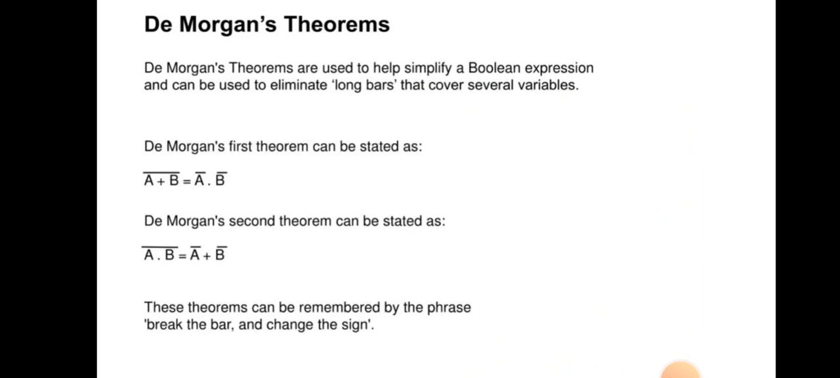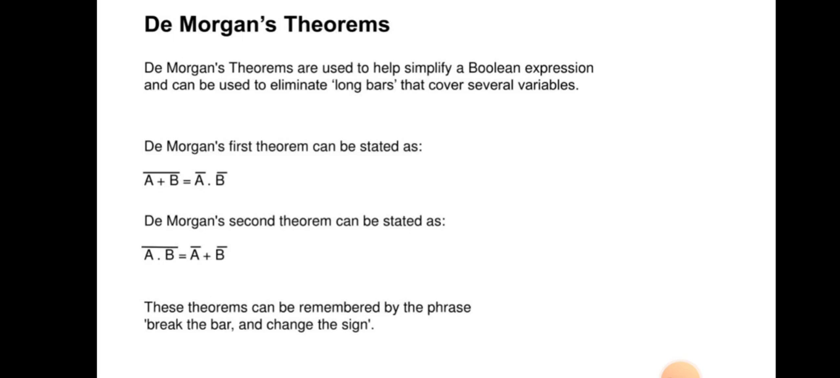Now we will see De Morgan's theorem. De Morgan's theorems are used to help simplify a Boolean expression and can be used to eliminate long bars that cover several variables. Okay, so De Morgan's theorem is very important for what? Wherever in any equation you get so many bars or so many inversions, at that time De Morgan's theorem can be applied to reduce the number of NOT gates or reduce the number of bars. So we will see the rules for De Morgan's.